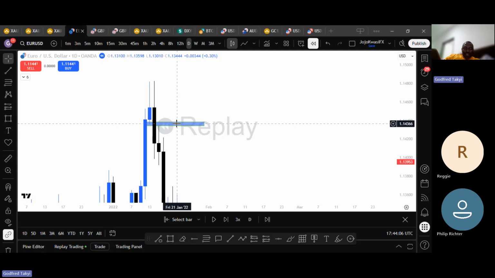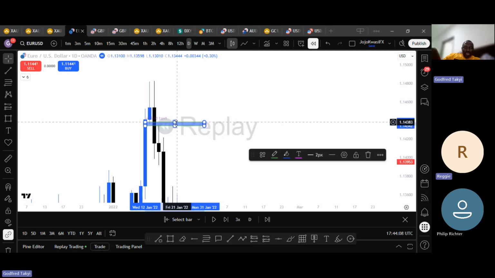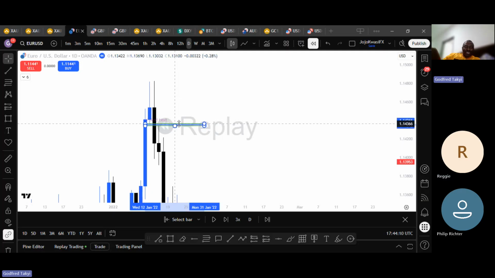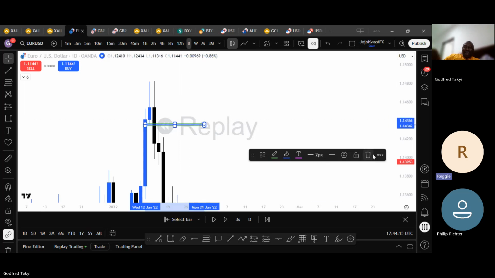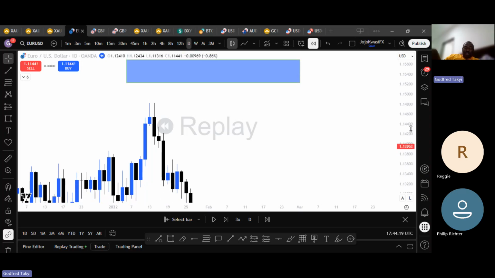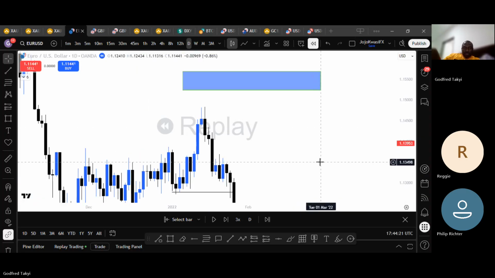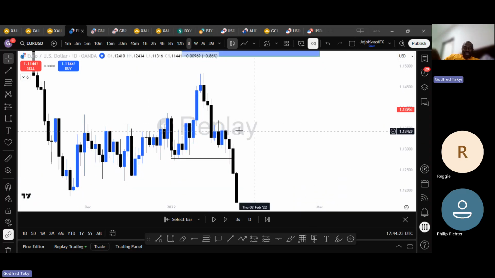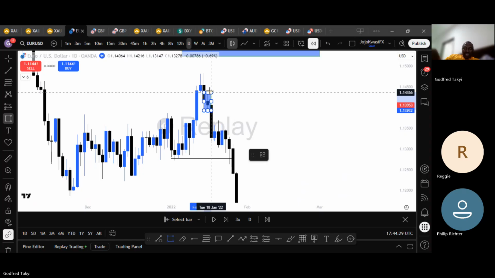Because as part of the criteria, it must leave a gap. We don't care about the size of the gap. There must be a gap. The most important thing, there must be a gap. If there was no gap, then that's not valid. Then we'll come and take this one. If that was not valid, we would have ignored this and come and picked this one. I don't know if you are getting the point I'm making.